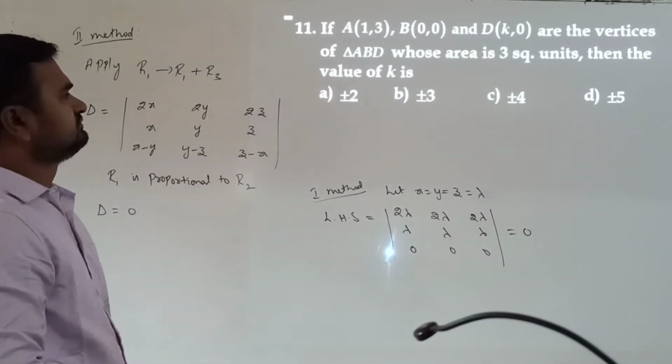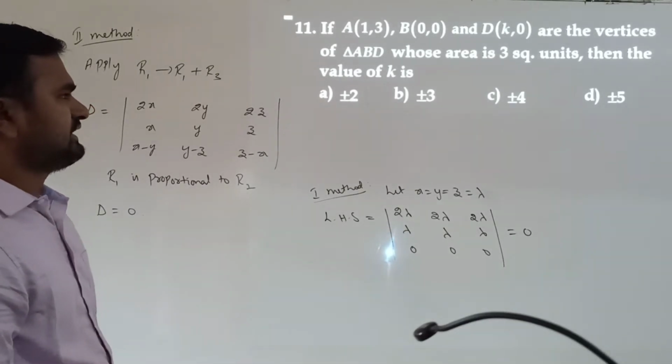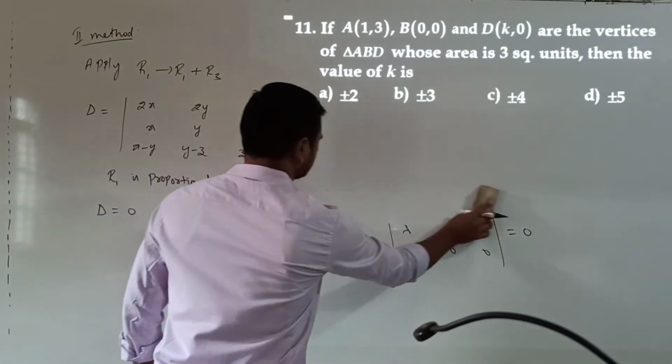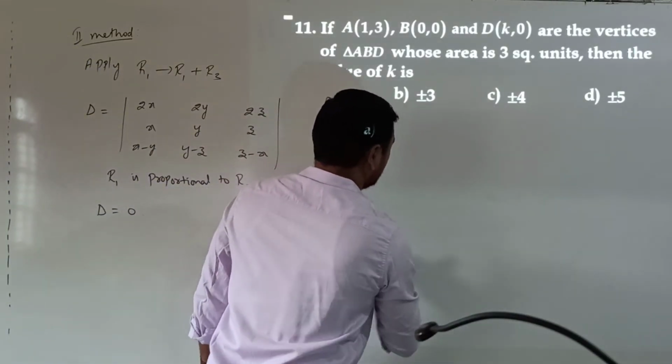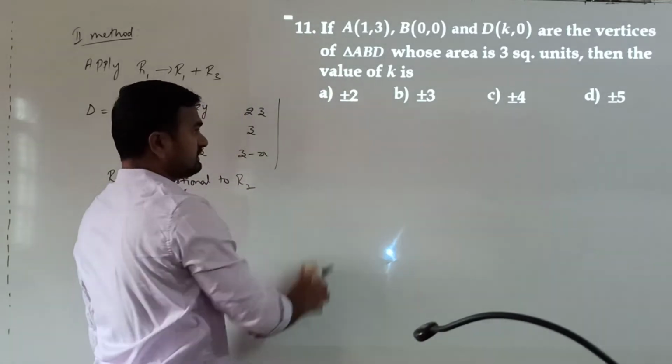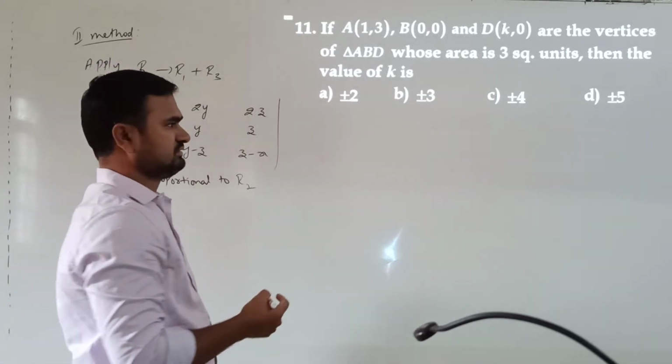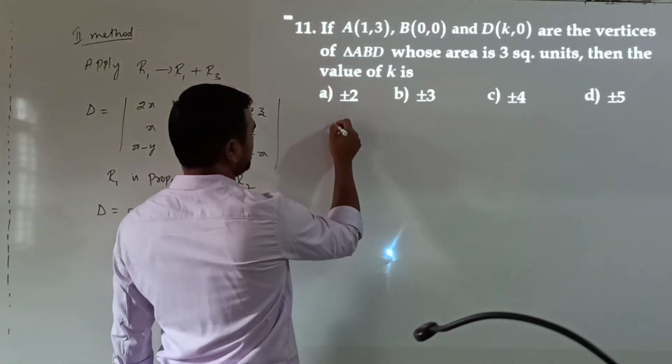The vertices of a triangle are given, whose area is 3 square units. Then the value of k is... So the vertices of the triangle are given and then the area is given. Now we have to find the k value. So what is the formula for the area of a triangle?